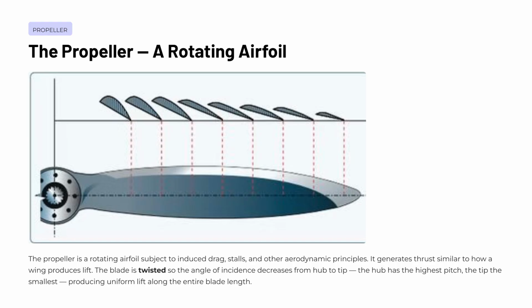The reason for this is straightforward. The tip of the blade travels a much greater distance through the air with each revolution than the hub does, meaning it moves at a significantly higher speed. By reducing the angle of incidence at the tip and increasing it at the hub, the designer ensures that aerodynamic force, and therefore thrust, is produced uniformly along the entire length of the blade. Without this twist, the blade would be highly inefficient and unevenly loaded.